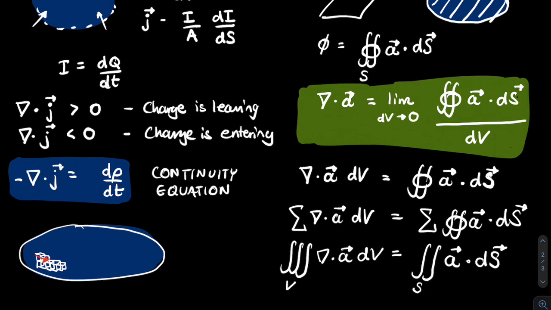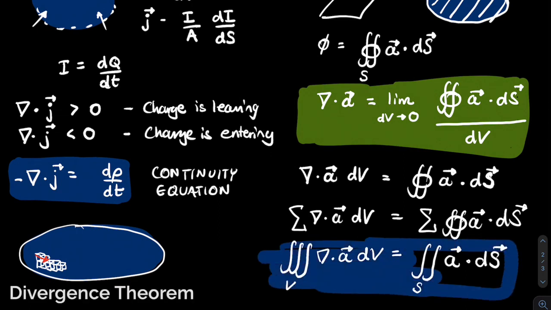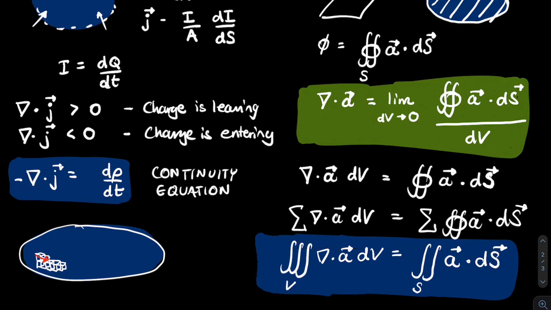And that, you'll be pleased to know, is the Divergence Theorem. It's basically saying that the net flux of a vector field coming through a surface is directly related to the divergence of that field, all integrated across the entire volume that's bound by the surface.